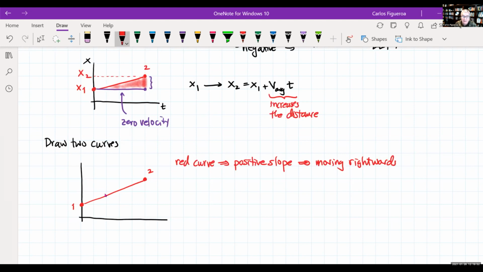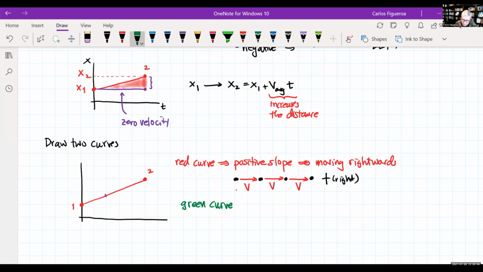So if I look at the motion diagram, that motion diagram then says that I have dots that, let's say, look like this. And if my dots look like this, then my velocity is looking like this. And I'm going to call this the positive direction, which is towards the right. But now I'm going to draw a different curve. And this curve is then going to be the green curve.